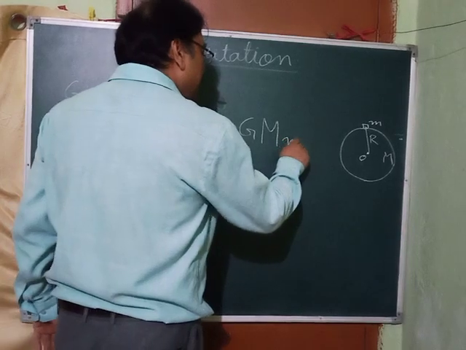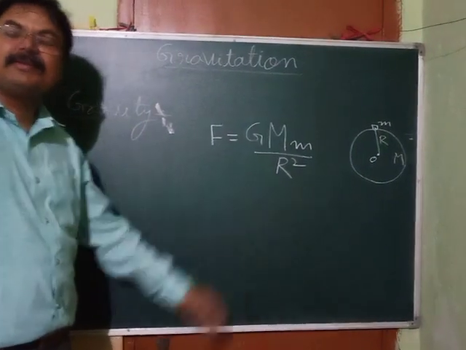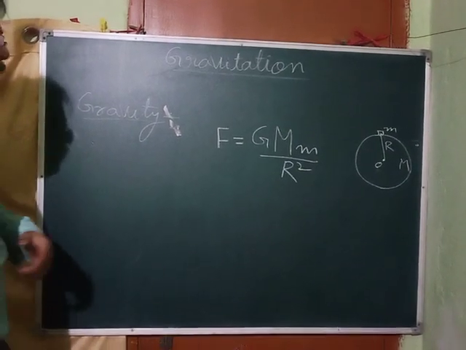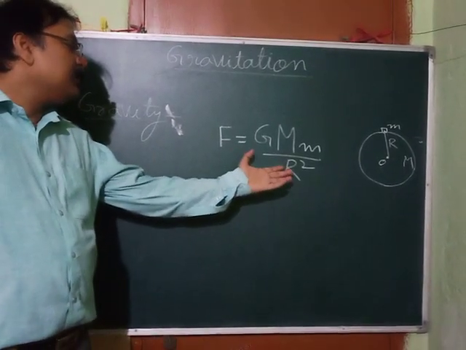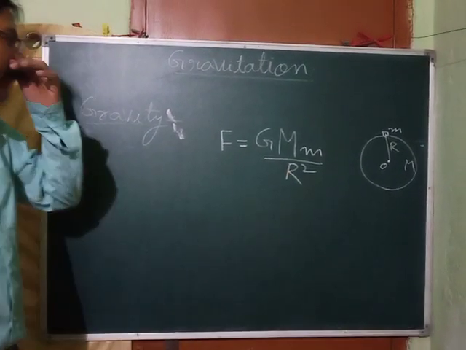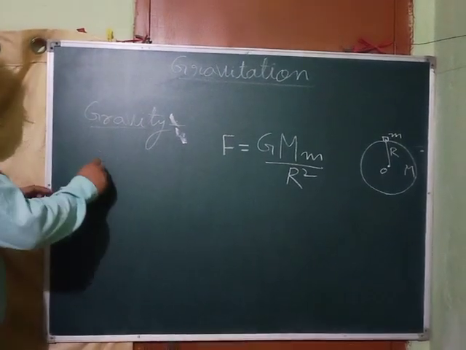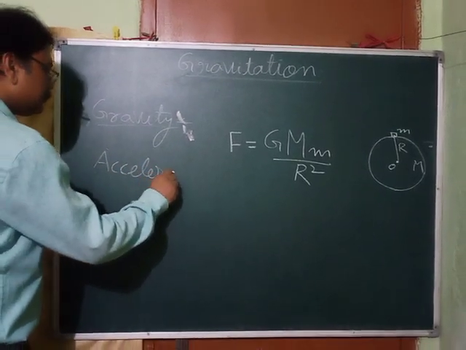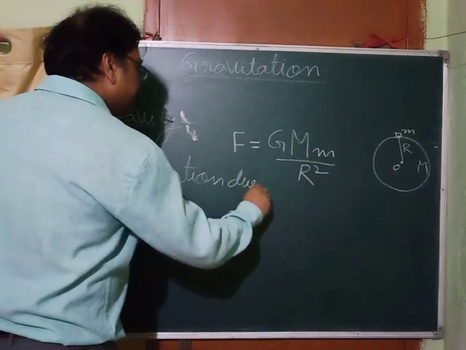F equals G M m by R square. This is the force of gravity of earth, because we are going to study about gravity of earth only. So this is the expression for gravity. Just note it down. Now next topic is acceleration due to gravity.